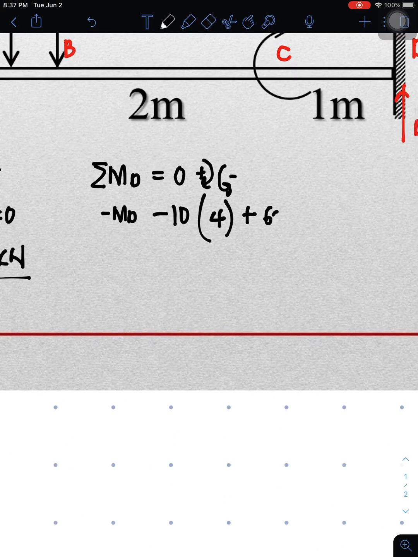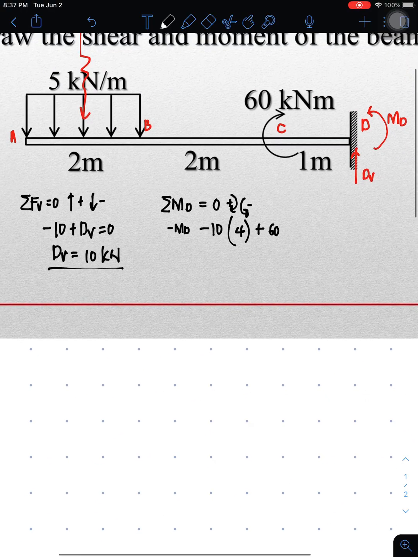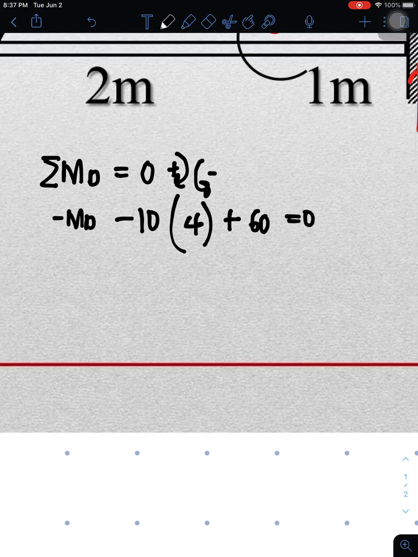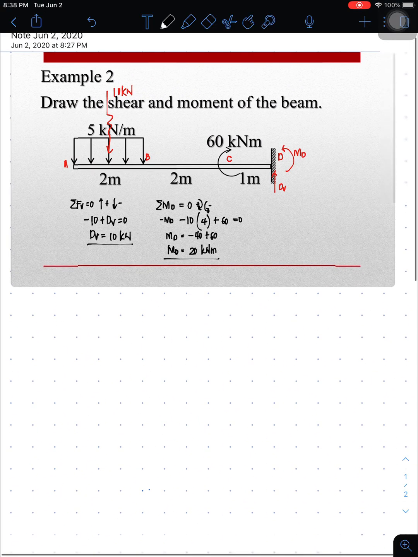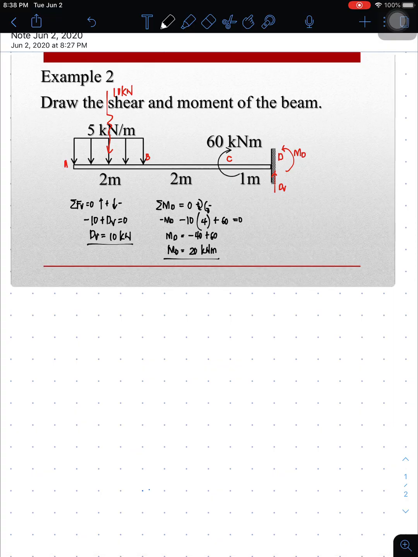So positive 60 kilonewton-meters, no moment arm anymore since this 60 is already a moment load, equal to 0. We're going to transpose MD to the other side to make it positive. So MD is now equal to negative 40 plus 60. Therefore, MD is 20 kilonewton-meters. So that is the direction and values of the reactions. Okay, so we're going to plot now the shear and moment diagram. But before that, let's bring down the lines.